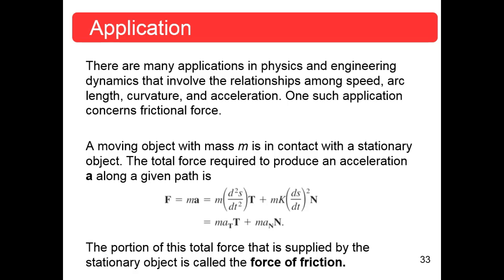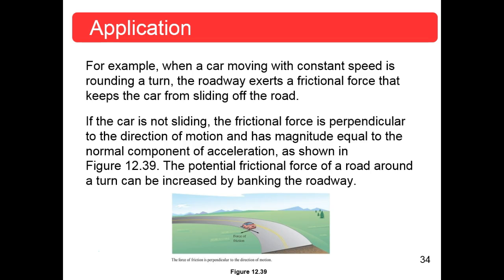The portion of this total force that is supplied by the stationary object is called the force of friction. That's what holds it in place as you turn. For example, when a car is moving with a constant speed that is rounding a curve, a turn, the roadway exerts a frictional force that keeps the car from sliding off the road. If the car is not sliding, the frictional force is perpendicular to the direction of motion and has a magnitude equal to the normal component of the acceleration.